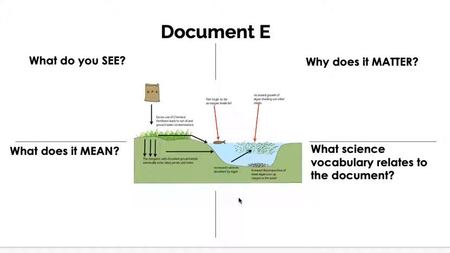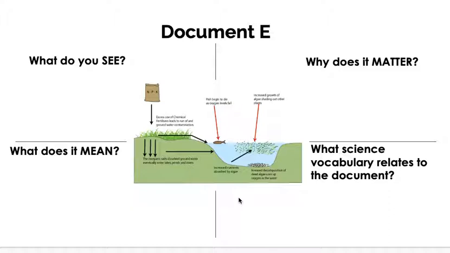Eutrophication. Eutrophication is another science term that this picture might bring to your mind. Eutrophication is a pretty big word. It occurs in the environment when a certain ecosystem becomes so enriched with nutrients, like from those fertilizers, that it increases the amount of plant and algae growth. So you have an overgrowth of algae in waters.